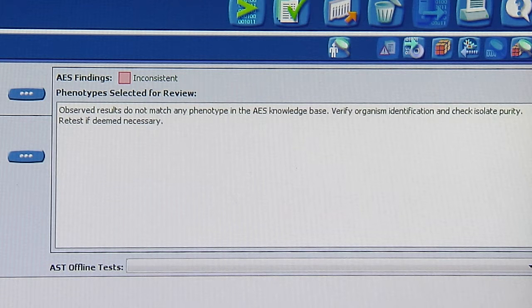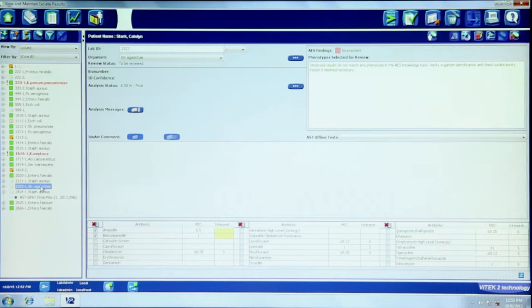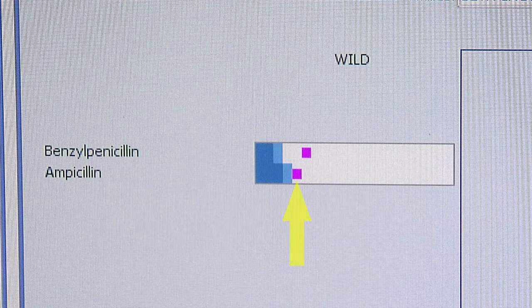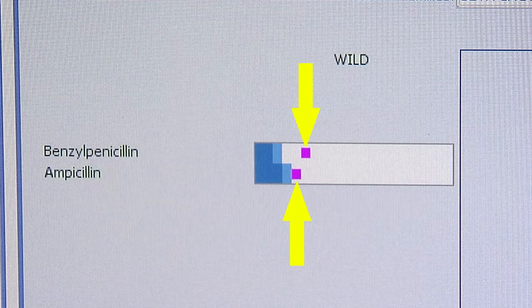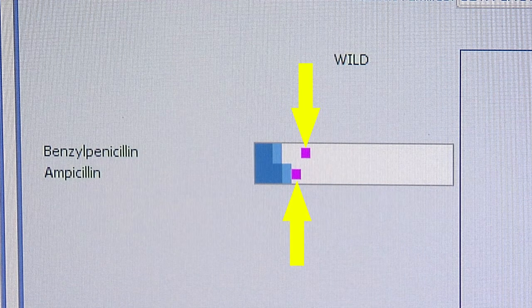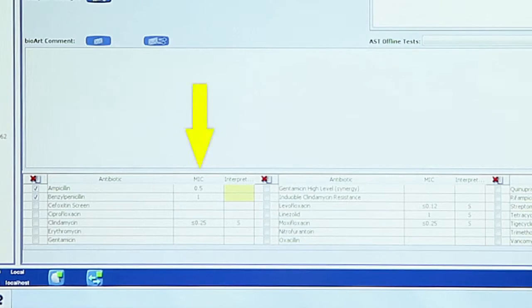Inconsistent results are indicated by a red square in the AES findings area of the View and Maintain Results screen. This confidence level icon signifies that the susceptibility results do not match any phenotype in the AES knowledge base, or there are too many correction possibilities. In the case of inconsistent results, no MIC or test changes are proposed by AES.